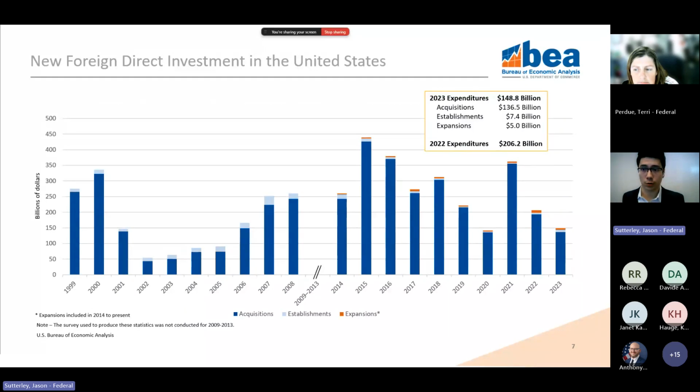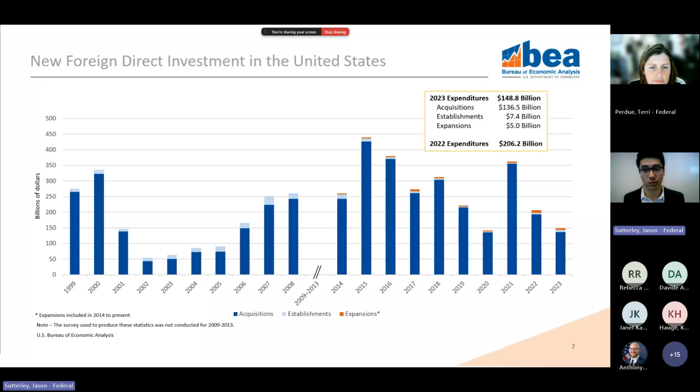So this chart shows new foreign direct investment in the United States from 1999 to 2023. The stacked bars are separated by acquisitions in dark blue, establishments in light blue, and expansions in orange, which only exists from 2014 onwards. In 2023, first-year expenditures for new foreign direct investments in the United States were $148.8 billion.